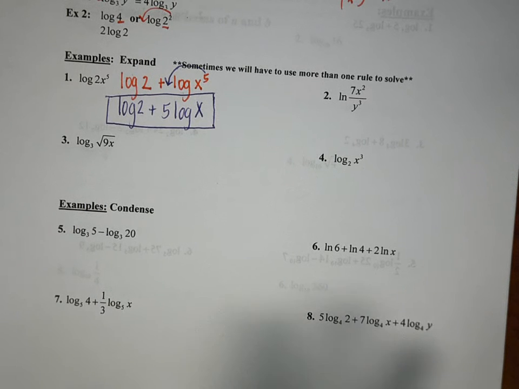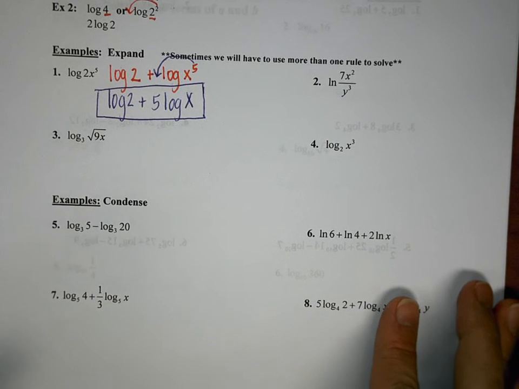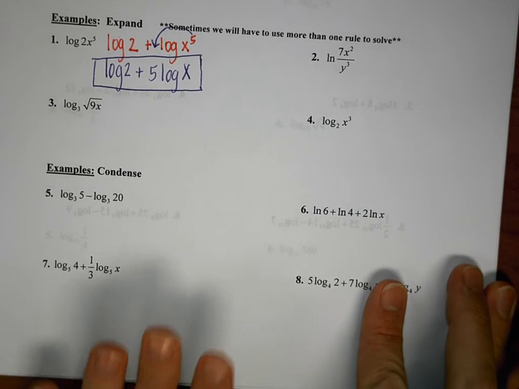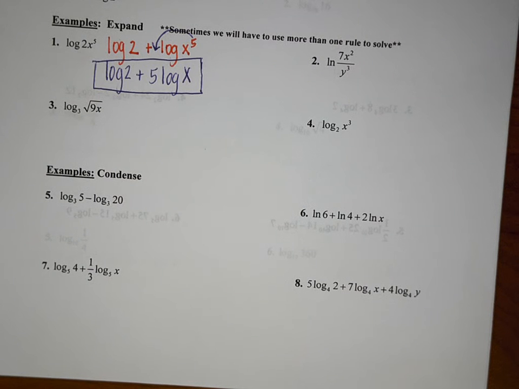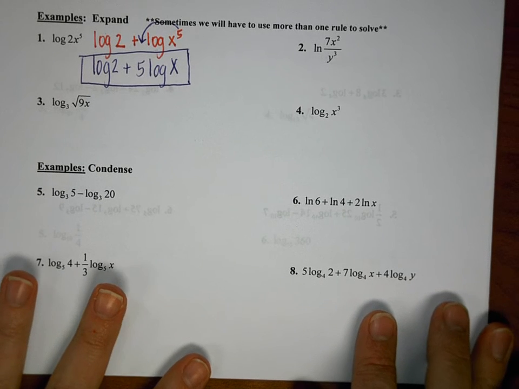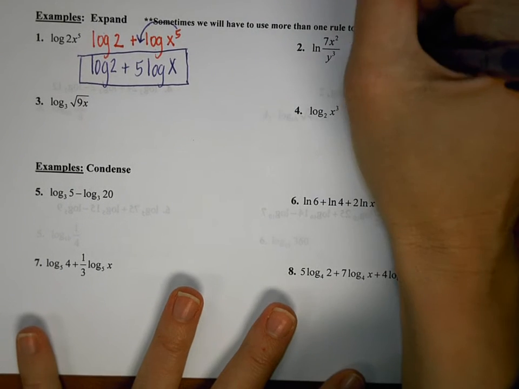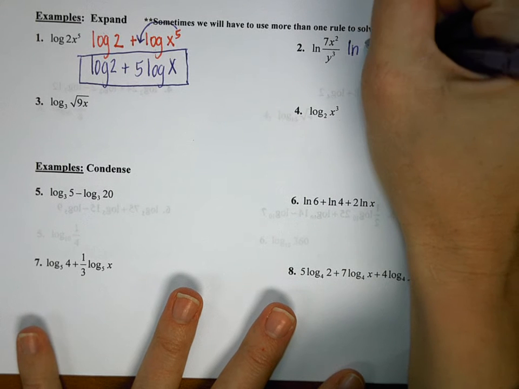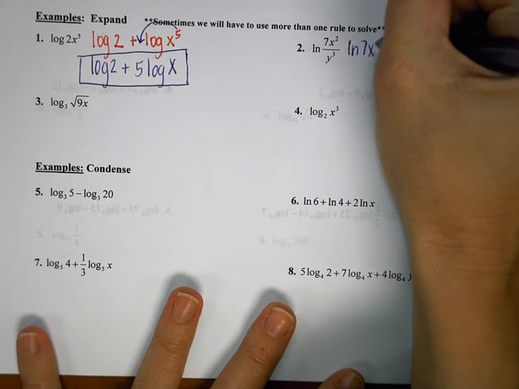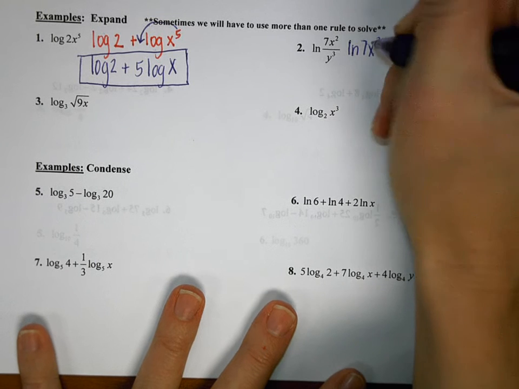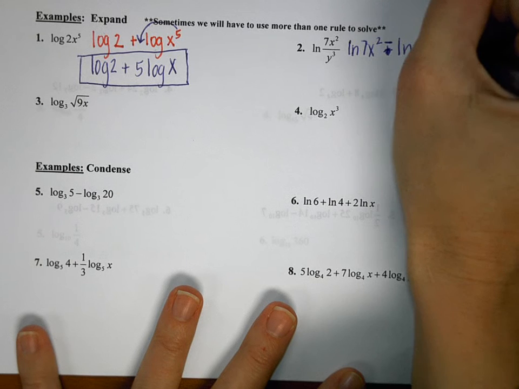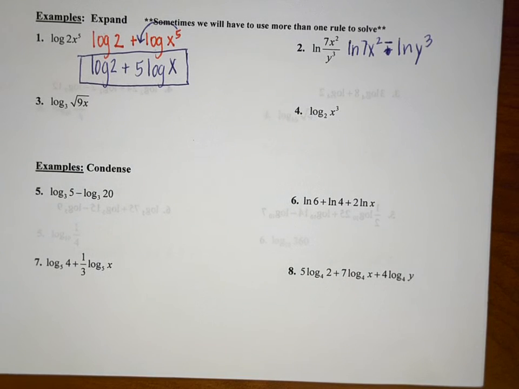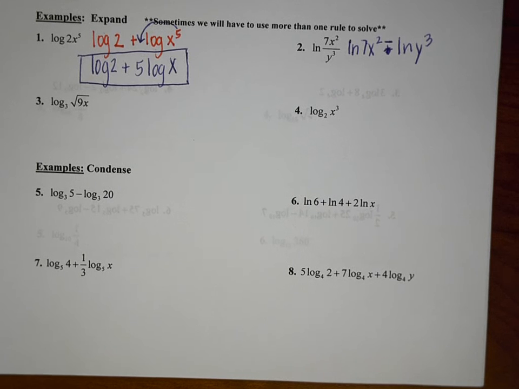Example 2 is similar. This time they're dividing. Well, what do we do with division? We subtract. So how will I write this as subtraction? We're going to write natural log of 7x squared minus natural log of y to the 3rd. Good. Now, do we notice anything else that we can change here?